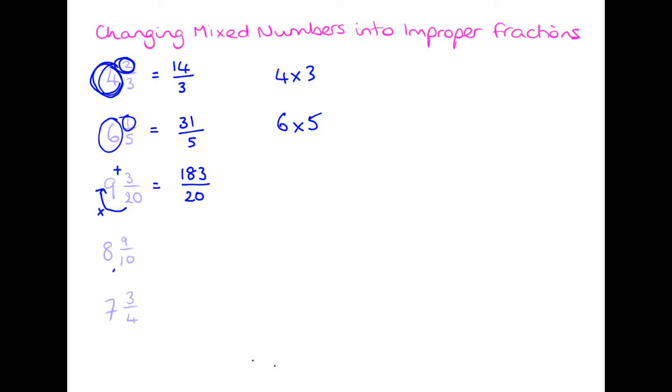Okay, this one, we're going to do 10 times 8, and then add 9, and we're going to keep the 10 on the bottom. So 10 8s are 80, add the 9, makes 89. And then the last one, same process, 4 times 7, add 3 is going to go on the top, and 4 is going on the bottom, because it doesn't change. So 4 7s are 28, add 3, makes 31.